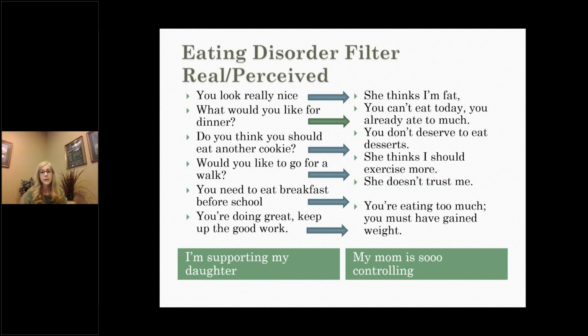And again, it helps parents to understand that this isn't a coup. This isn't their excuse of saying, I didn't do it, it was my eating disorder. They truly believe that. And so it's helpful for parents to understand that.